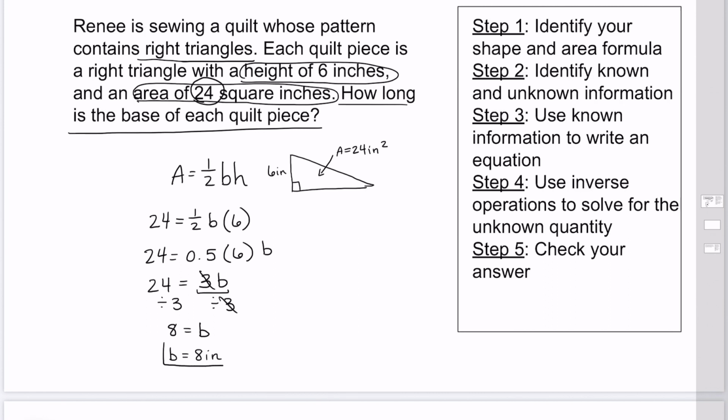Now that's our answer, but before we call it our final answer, let's turn to step 5. Step 5 tells us to check your answer. So I'm going to check my answer by writing down the formula for the area of a triangle, 1/2 base times height, and I am going to plug in the numbers that I now know. 1/2 times the base of 8, which I just solved, times the height of 6, and when I multiply those numbers together, I get that the area is 24 inches squared, which is in fact what my problem told me the area should be. So we know our answer is correct.